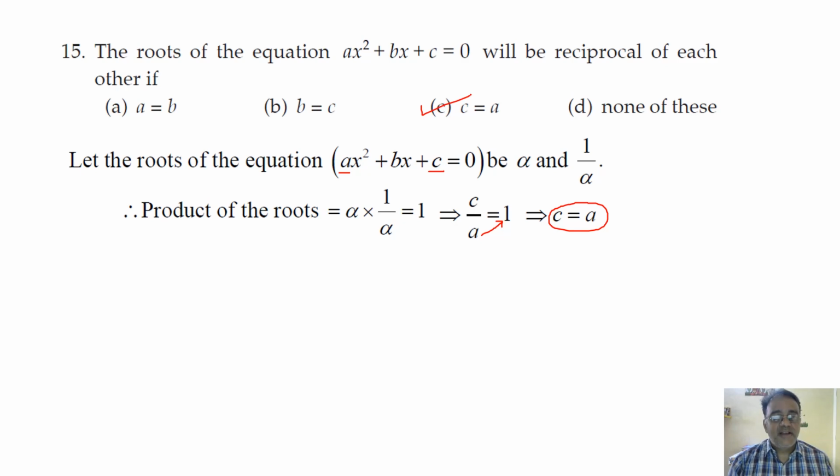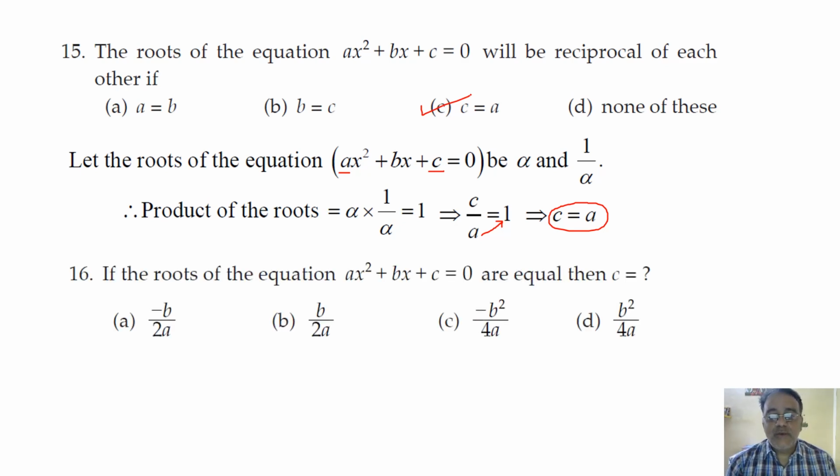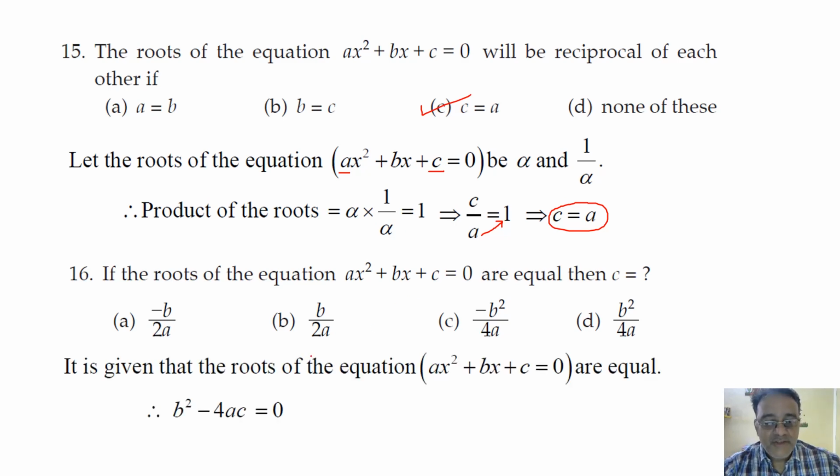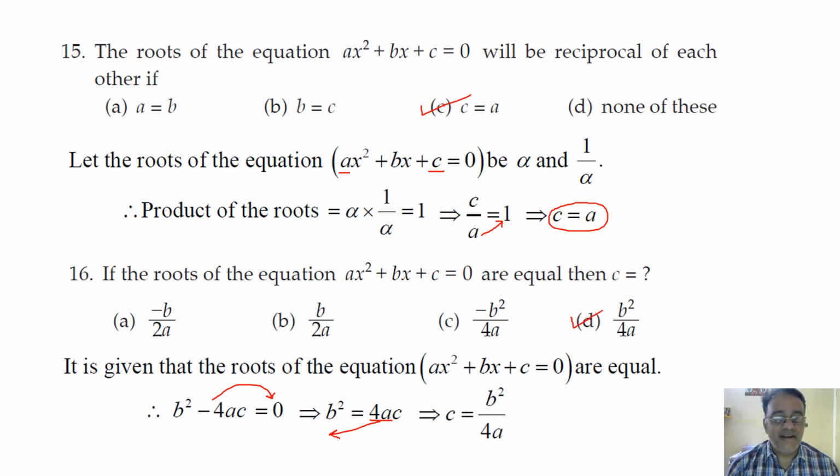Now 16th question. If the roots of the equation ax square plus bx plus c equals 0 are equal, then c equals dash. I gave this in a revision test. Fine. So roots are equal. Roots are equal means b square minus 4ac equals 0. So shift 4ac to the other side. So we are getting b square equals 4ac. So c will be equal to b square upon 4a. And the correct option is Option D. Now we are moving toward question number 17.